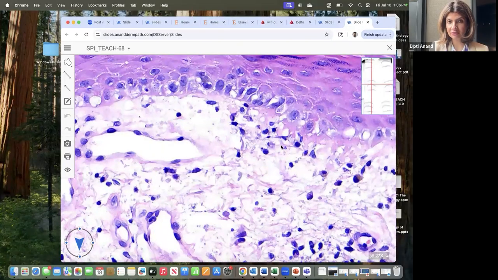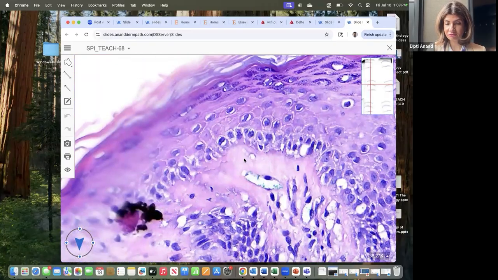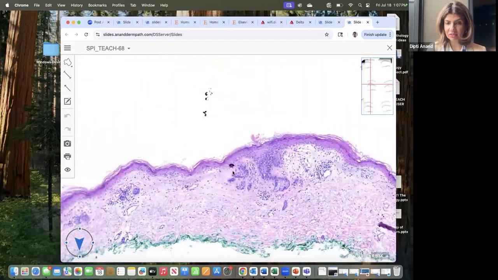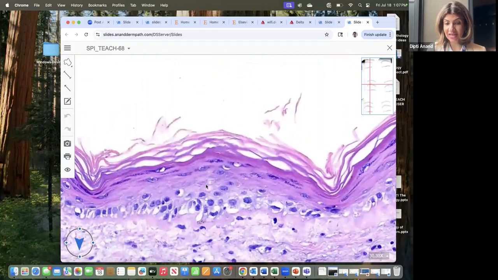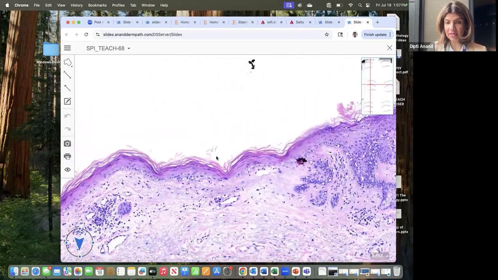We can see how it ends here. Very thick, fuzzy looking basement membrane. There is squamatization because it looks like reactive epithelial atypia. And so this is a connective tissue disease.